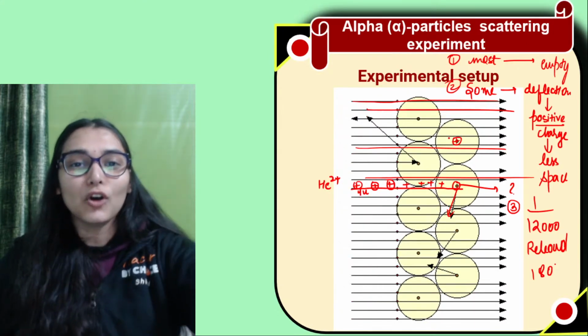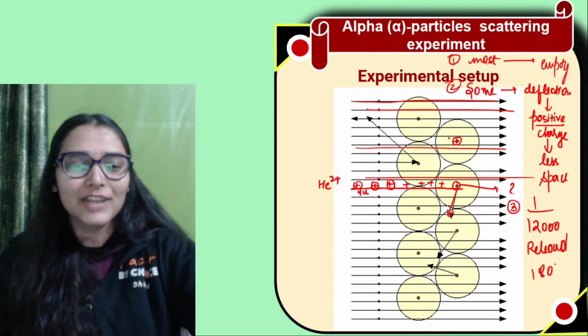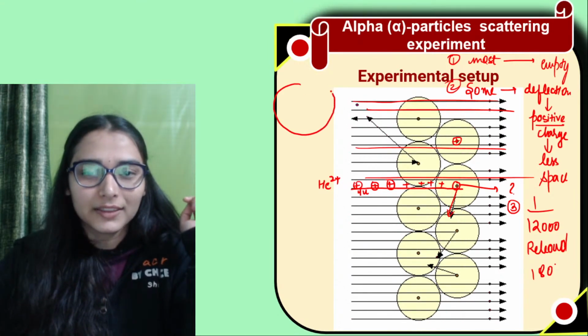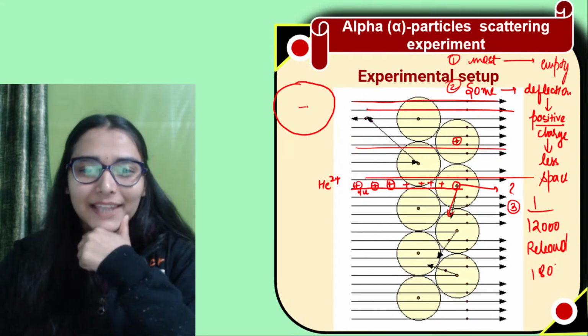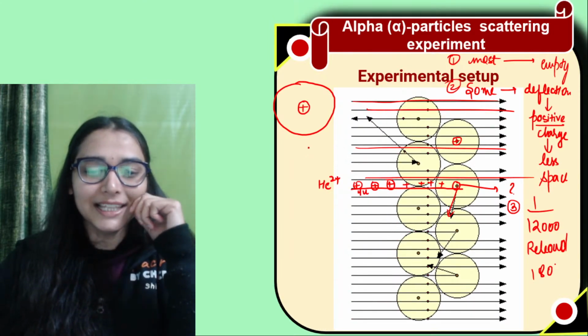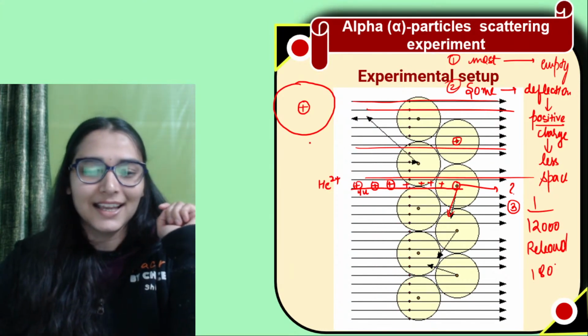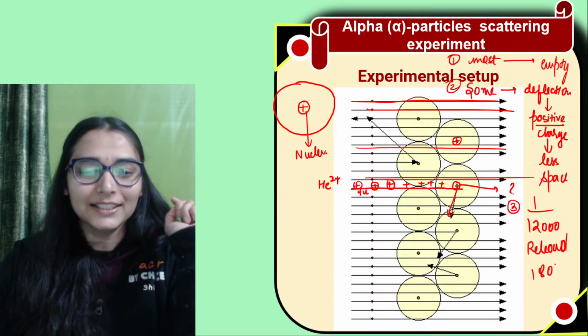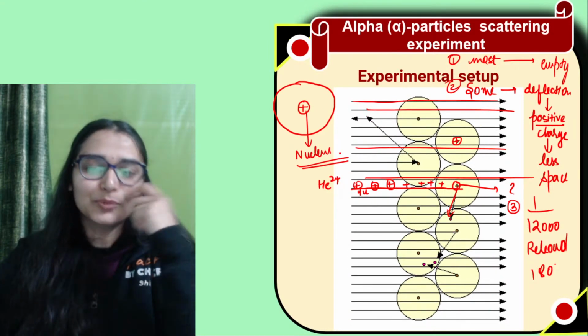And what did he call this body? Tell me in the chat box. क्या बोला था रदरफोर्ड ने इसको? This is गोल atom and there is a center of positive charge. What will we call it? Nucleus. Exactly. Nucleus. Yes, Priyal. ठीक है.